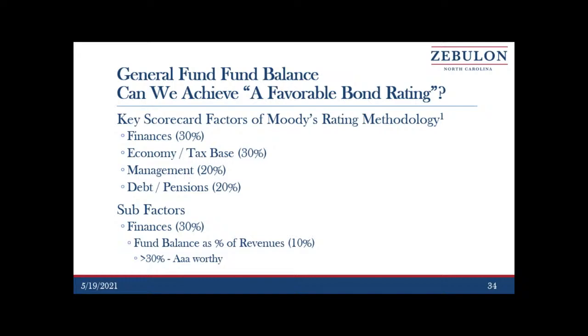Of the finance subfactor, 10% of that 30 is made up of fund balance as a percentage of operating revenues. To get a AAA worthy score, you have to have greater than 30%.